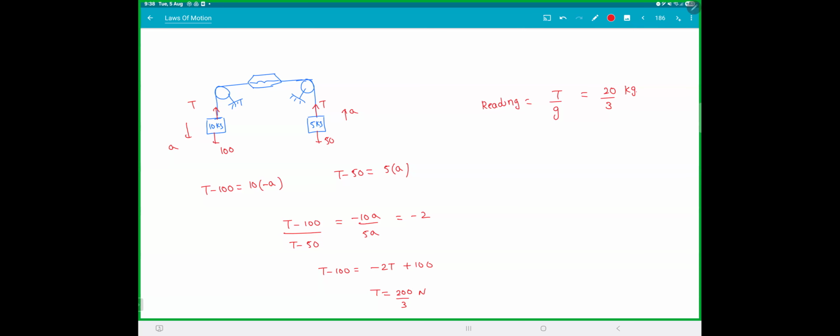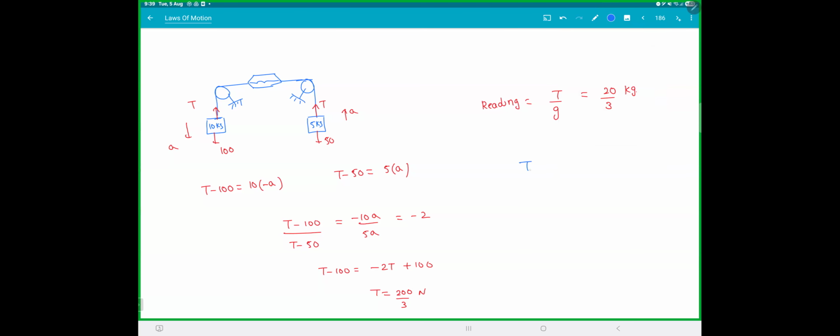Clear with that? Yeah, I think most of you got it now. So remember, it doesn't show you the masses of the block, it shows the tension in the string. And if you put 10 and 5 kg unequal masses, it won't remain in equilibrium, it will start accelerating. So you have to find the tension like an Atwood machine.